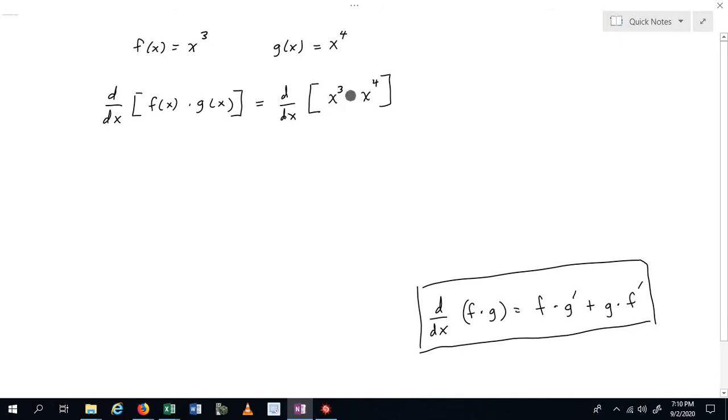Well, in this case, you can actually simplify this before you find the derivative. Here you would add exponents, and this is really x to the seventh, right? So this would be the same as the derivative of x to the seventh power. And we know the answer to this. That's just 7x to the sixth power. Okay, so we know this is a correct answer.